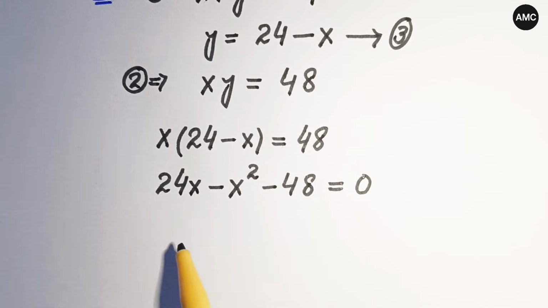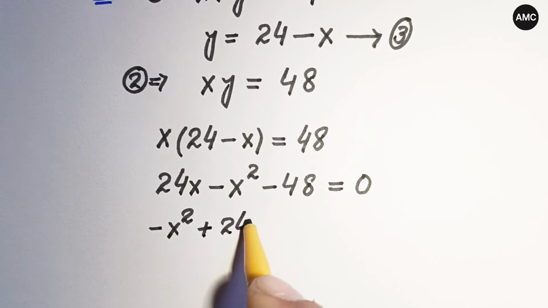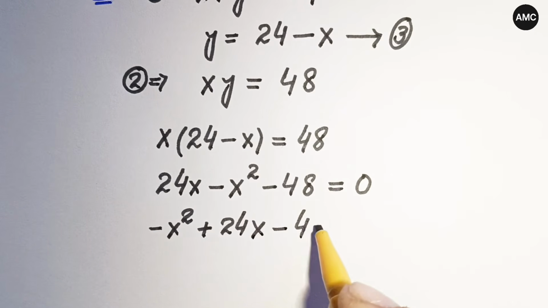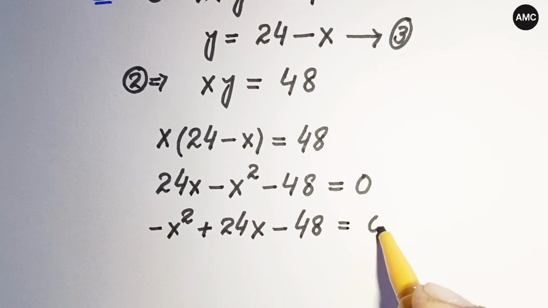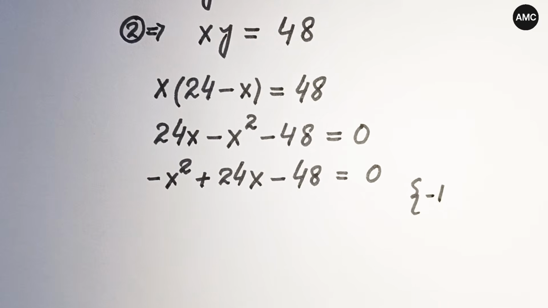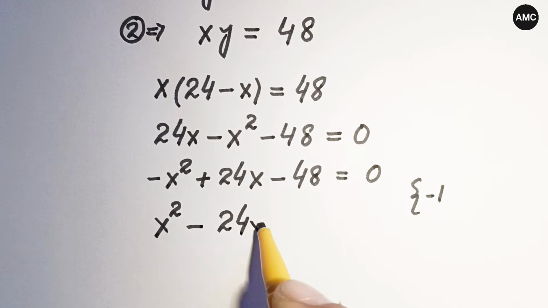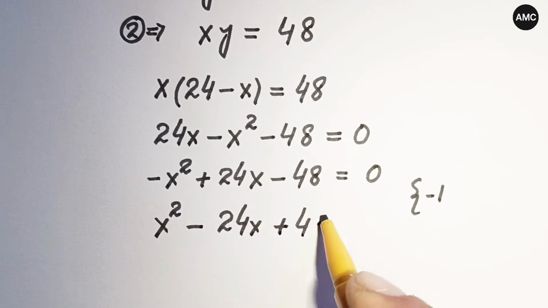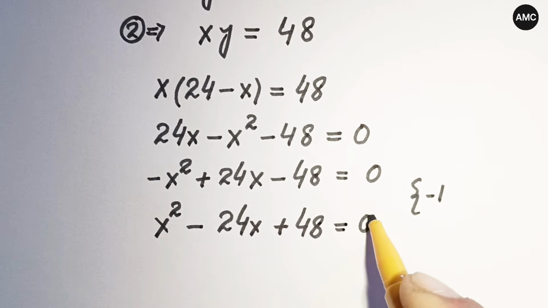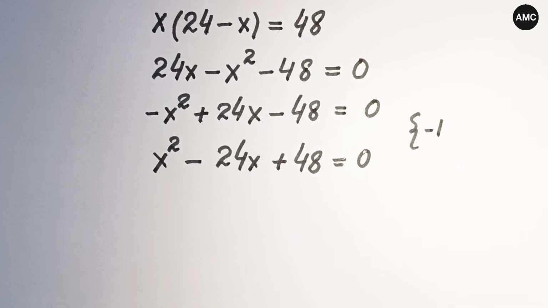Now by rearranging, we have minus x squared plus 24x minus 48 is equal to 0. Now multiplying with minus 1 on both sides, minus times minus is plus, so we get x squared minus 24x plus 48 is equal to 0. Now it is a nice quadratic equation. We have to solve this by using the quadratic formula.